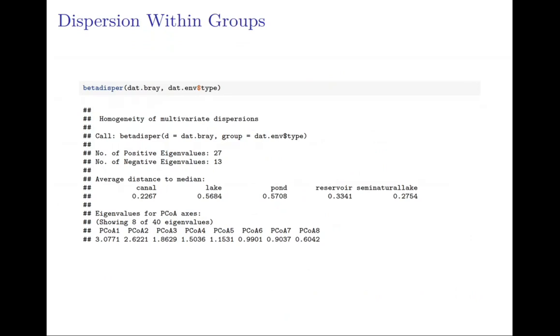And so you can actually measure that dispersion with the betadisper function. If you use your distance matrix and then look at whatever environmental variable you want, you can see the dispersion within it. This works best for categorical variables. You can see the average distance to the median point. Here again, ponds and lakes have fairly large dispersion, about 0.56, 0.57, whereas the reservoir had 0.33. So again, smaller dispersion.